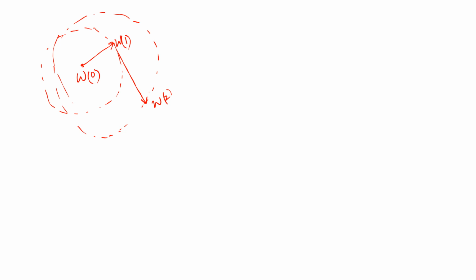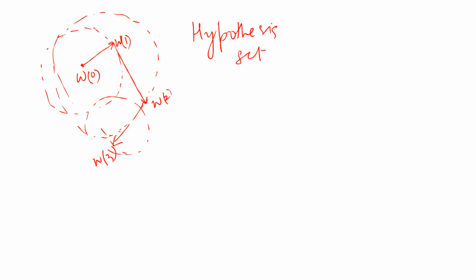Okay, my drawing skills are really bad. And then again, I move to some W3, and it lies again on some circle. I'm going to show you a better picture in a while. What I'm trying to say here is that every set of weights corresponds to a hypothesis set, right? So every set of weights belongs to a hypothesis set. So when we began here, for W1 it was H1, and then here it was H2, and here it was H3, and so on.